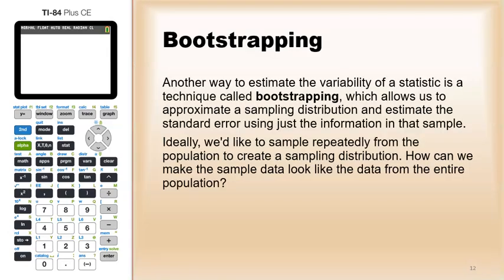Another way to estimate the variability of a statistic is a technique called bootstrapping, which allows us to approximate a sampling distribution and estimate the standard error using just the information from that sample. So ideally, we like to sample repeatedly from the population to create a sampling distribution. So how can we make the sample data look like the data from the entire population?